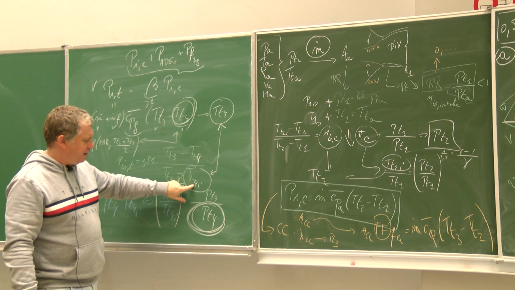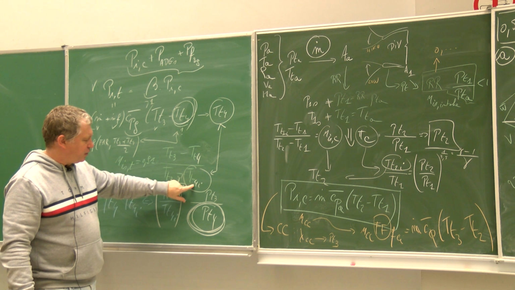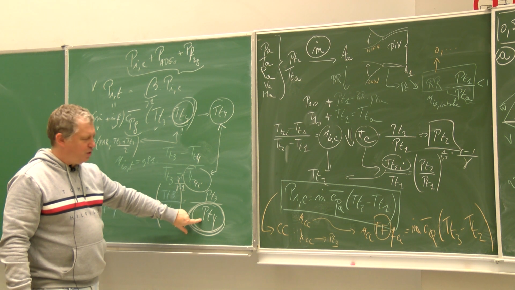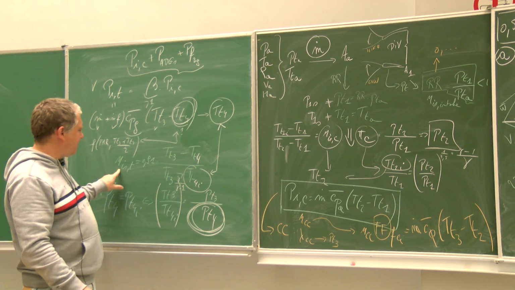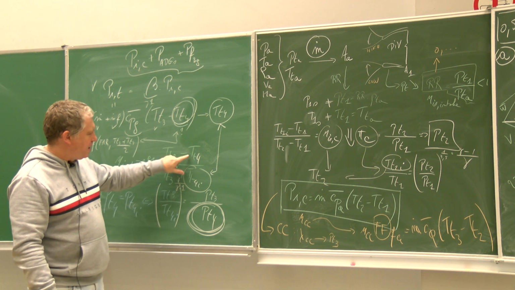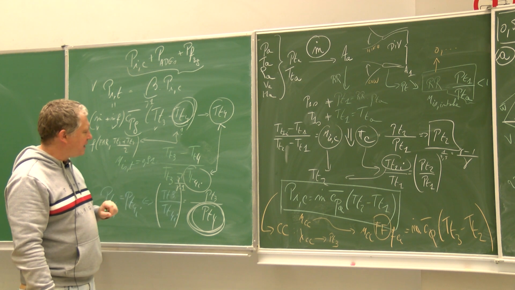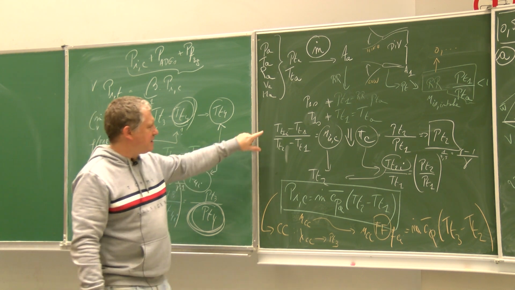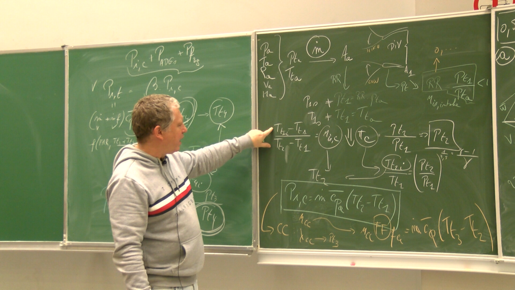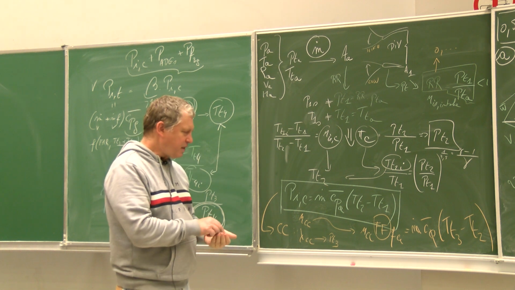Isentropic temperature at the exit of the turbine, and you have also the total pressure, okay? So I remind you, the isentropic efficiency of the turbine is TT3 minus TT4 in the numerator and TT3 minus TT4i in the denominator, and here this is for the compressor, TT2i divided by TT2.